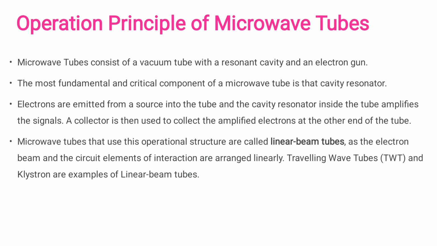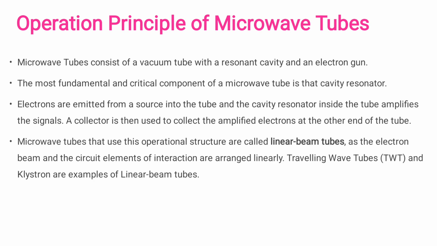and it consists of a vacuum tube with a resonant cavity and an electron gun. The most fundamental and critical component of a microwave tube is the cavity resonator. This is the important part. Electrons are emitted from a source into the tube, and the cavity resonator inside the tube amplifies the signals. Then the collector is used to collect the amplified electrons at the other end of the tube.